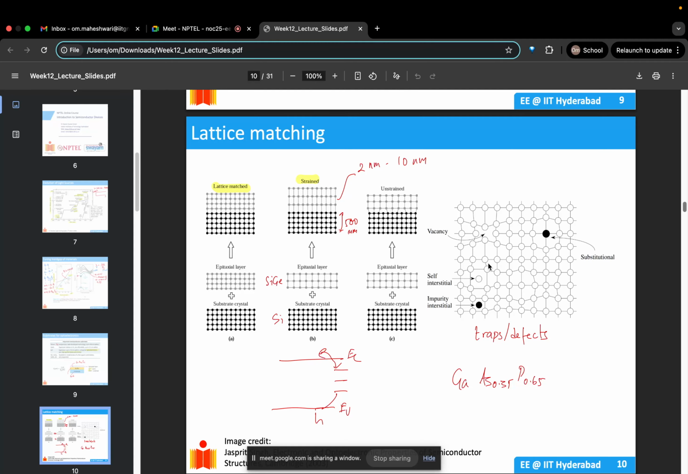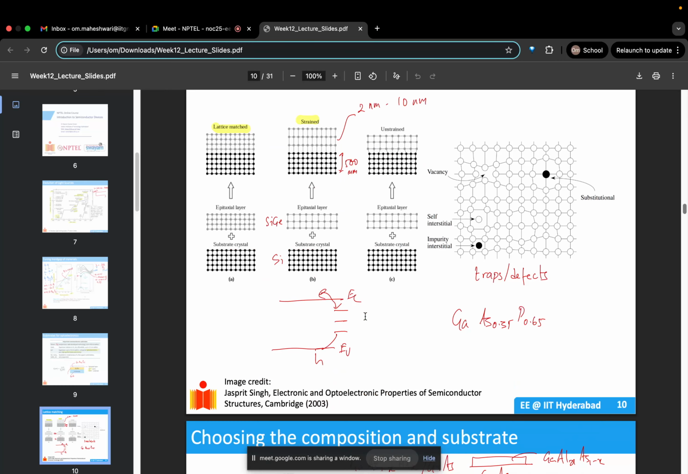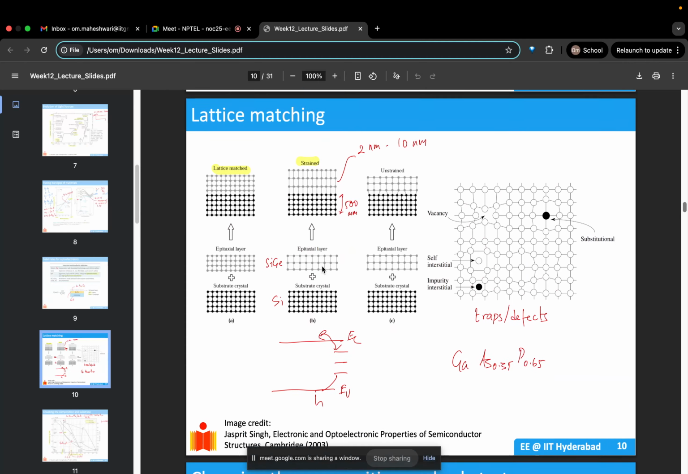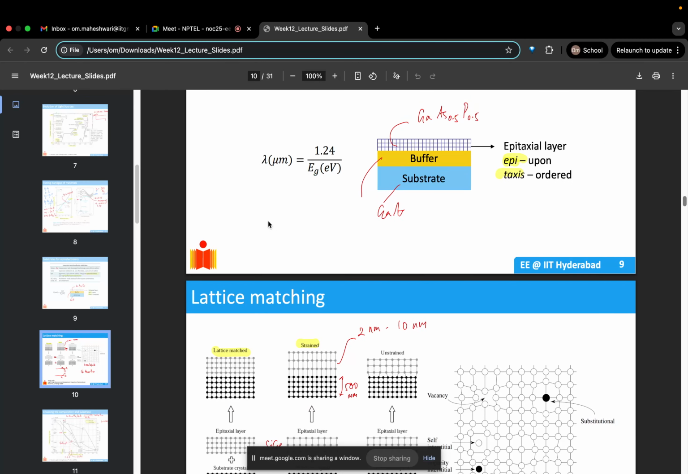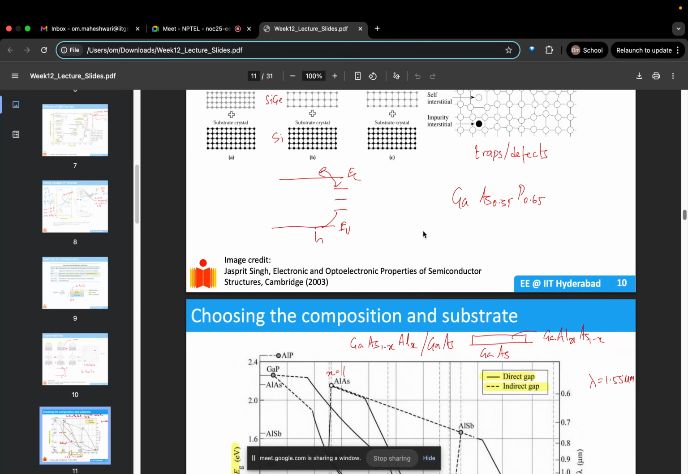And we don't want these defects. They create different levels between EC and EV, which will disturb our electron emission. Instead of going directly from the conduction band to the valence band with EG of energy, the electron will transition to these trap states and may not emit photons. So we need similar lattice matching between the substrate and the top layer.